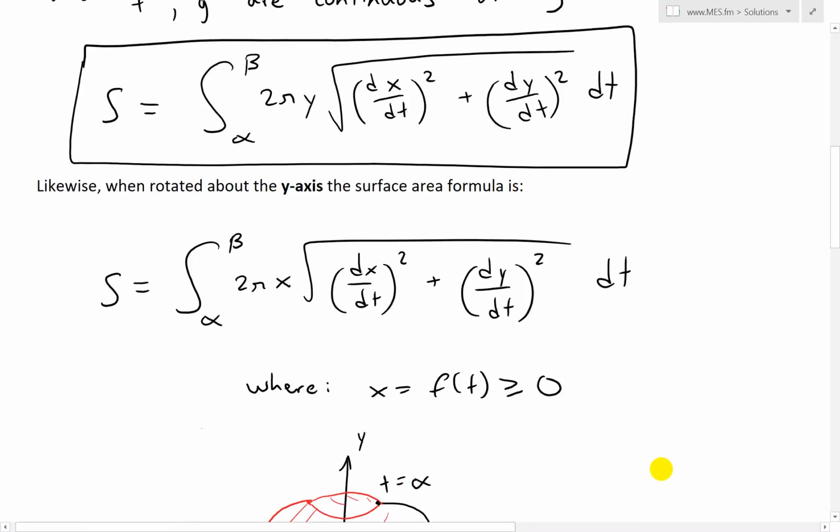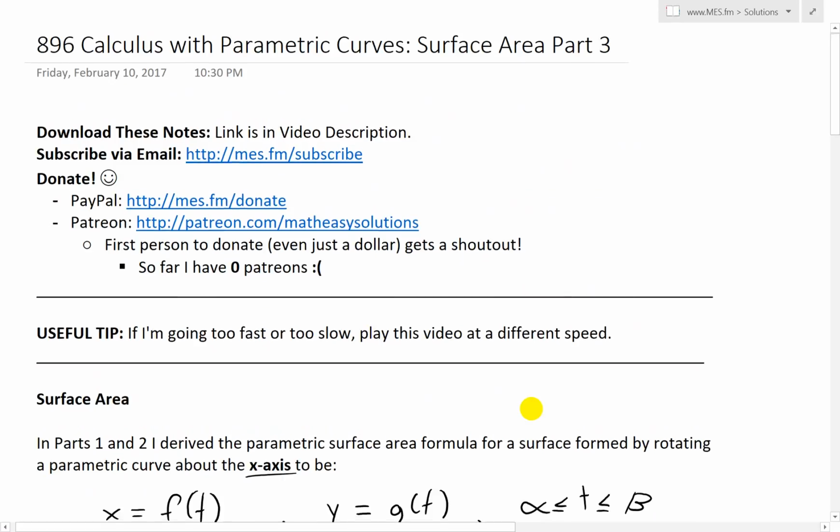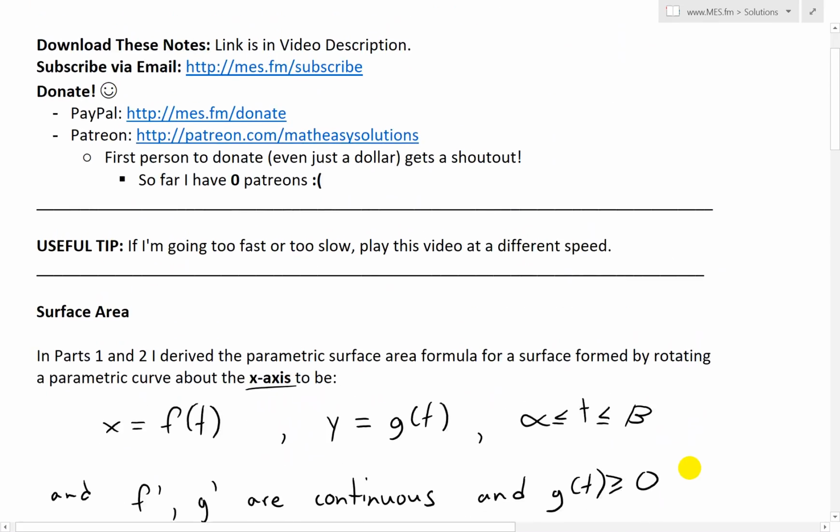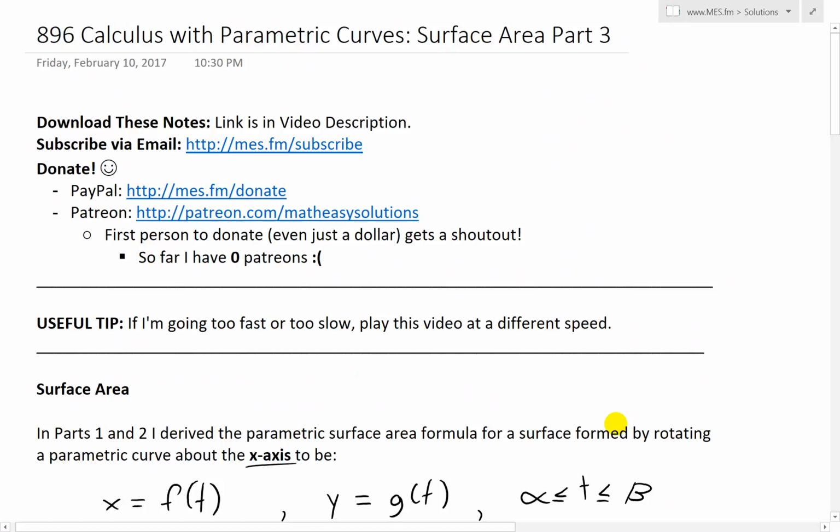So anyways, that's all for today. Hopefully you'll learn from this pretty interesting video on surface area, and I just wanted to clarify a bunch of stuff on this one here in part 3, so that's why I did this video separately.